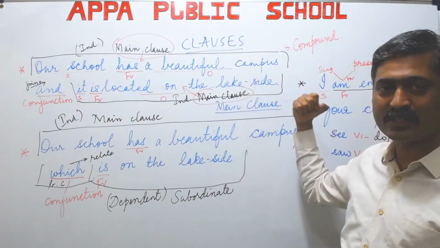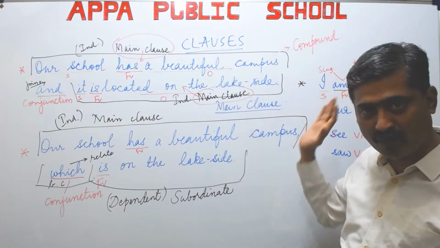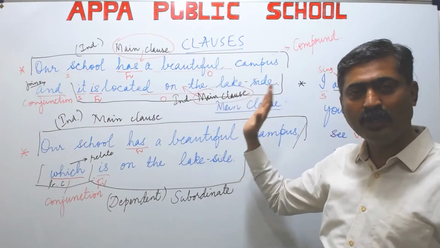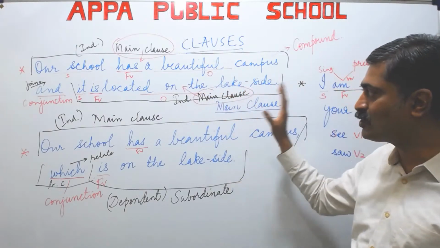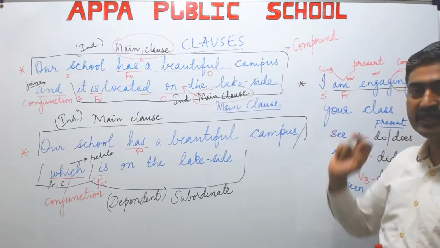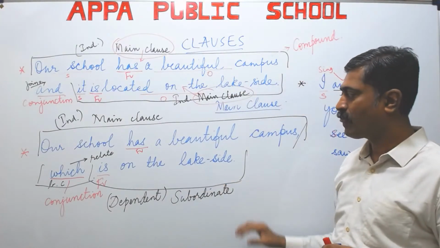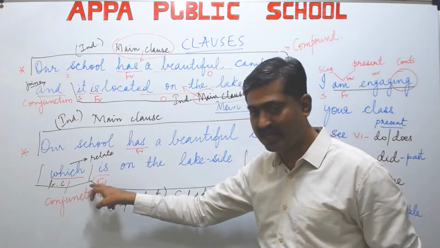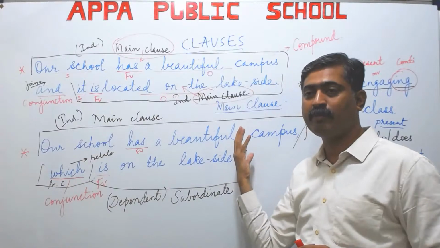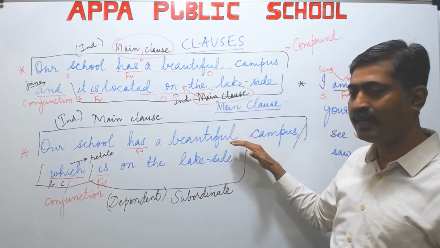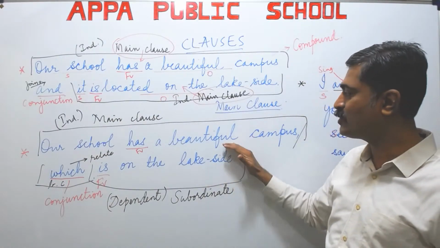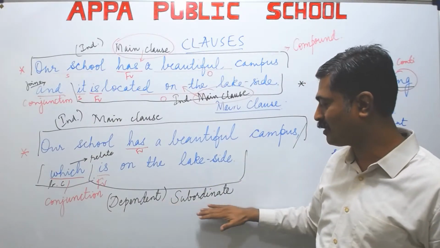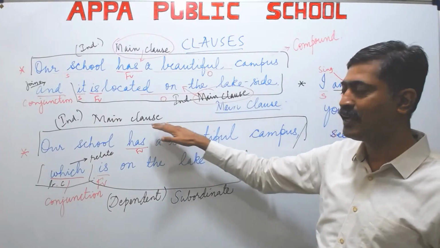Okay, so two main clauses and a subordinate clause if I continue with this sentence. But for now, what is visible for you here is these two are two independent clauses, two main clauses, and so this can be called a compound sentence. Now let's come to this one. "Our school has a beautiful campus which is on the lakeside." For the subject, I need to depend upon the other one. So this becomes a dependent clause and this becomes an independent clause. So the dependent clause is subordinate and the independent clause is a main clause.